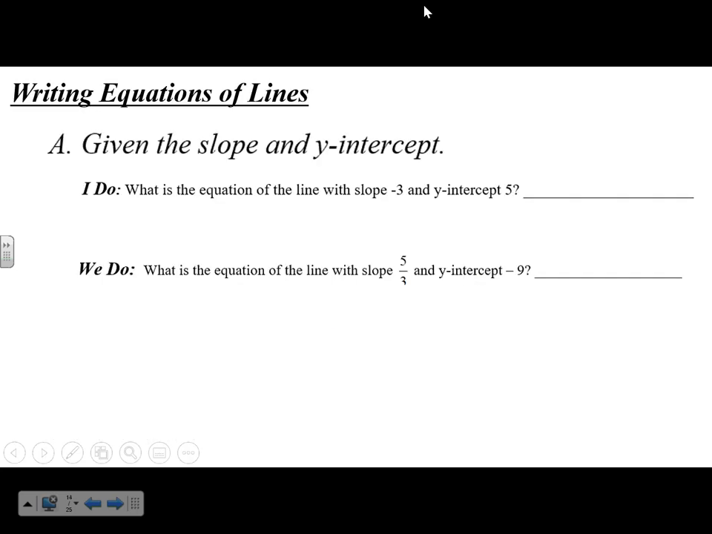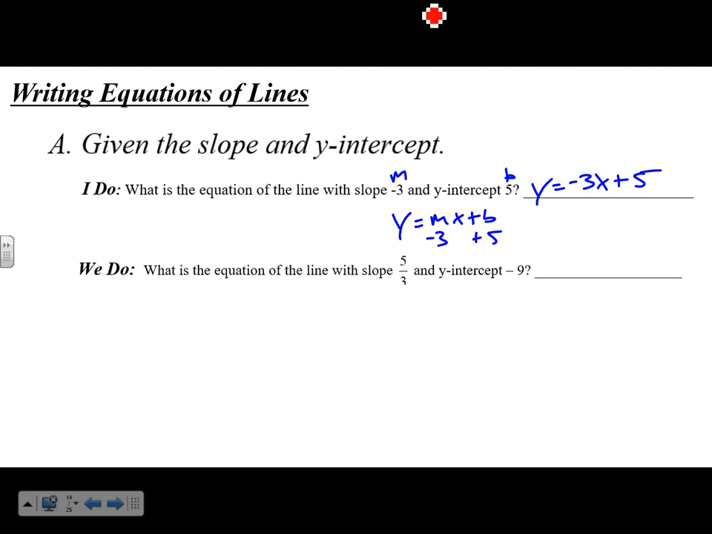Writing equations of the line given the slope and the y-intercept. So what's the equation of the line with a slope of -3 and a y-intercept of 5? Well, the slope is your m, the y-intercept is your b. So y is equal to mx plus b. m is -3, b is +5. So y is equal to -3x plus 5. Don't make that harder than it is.